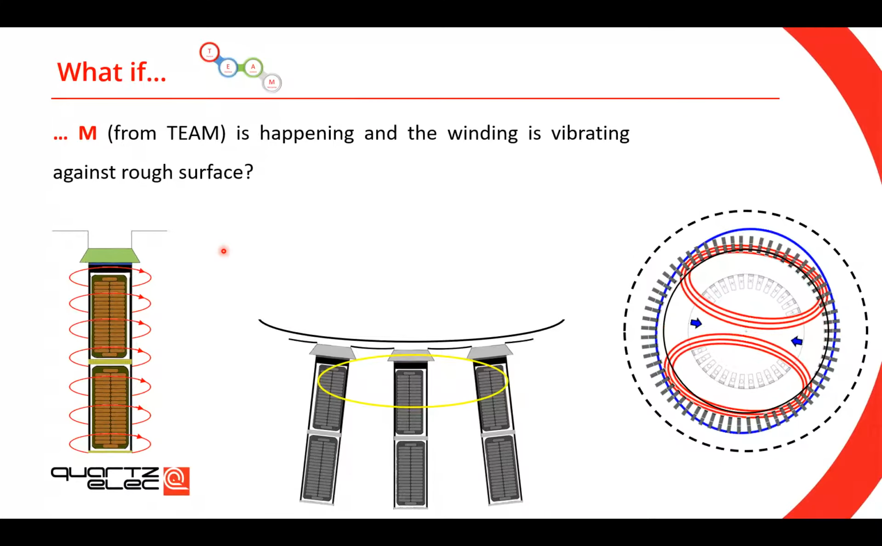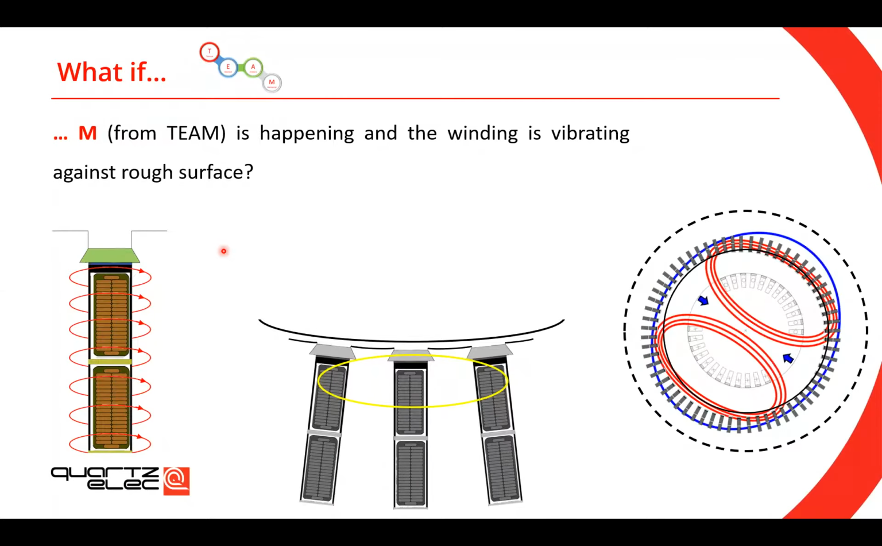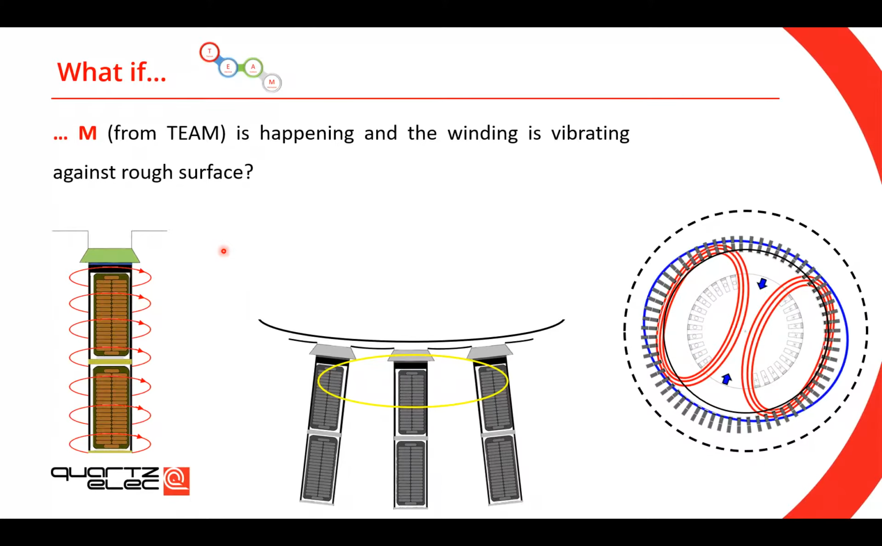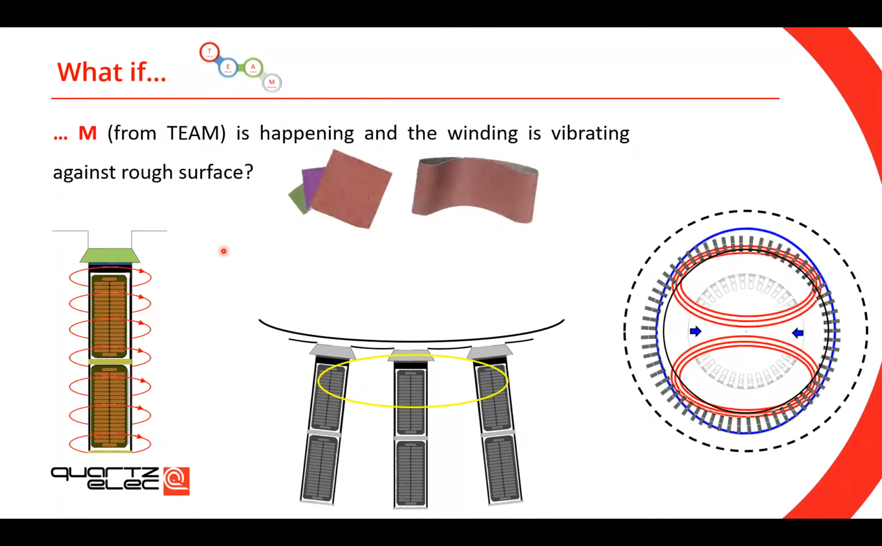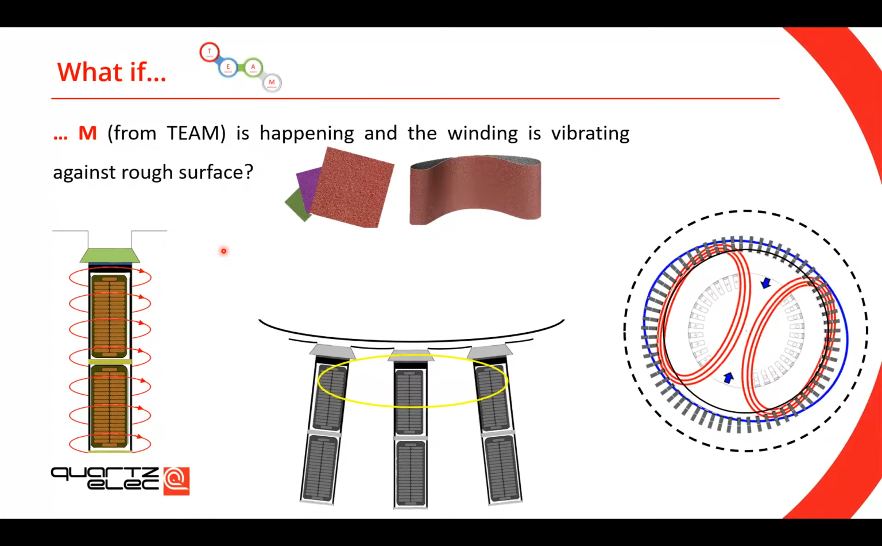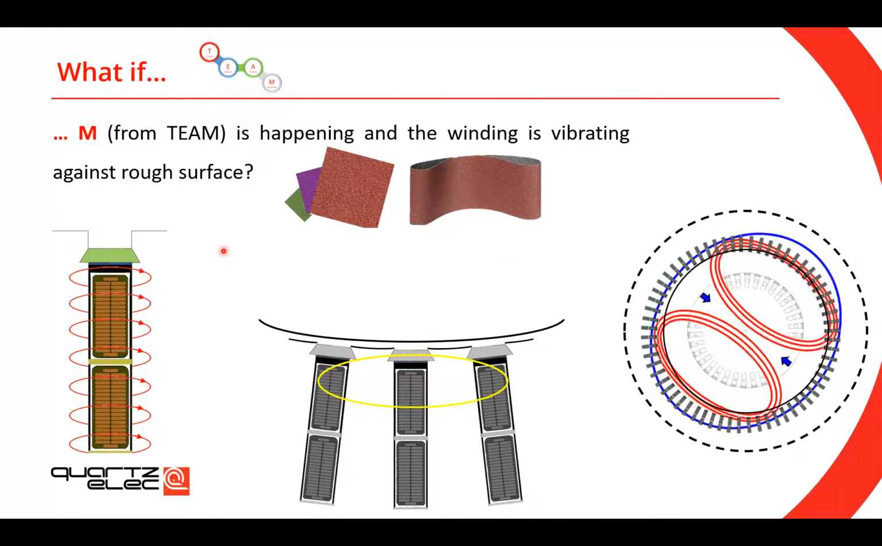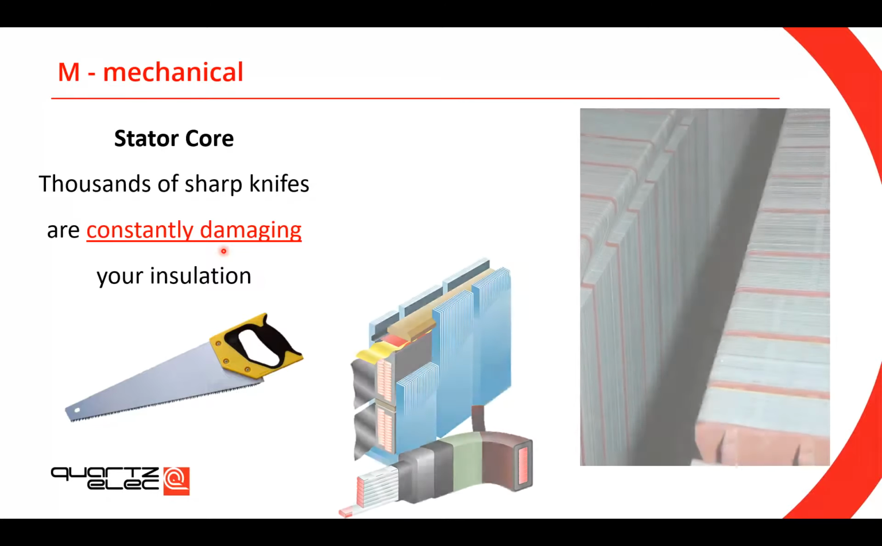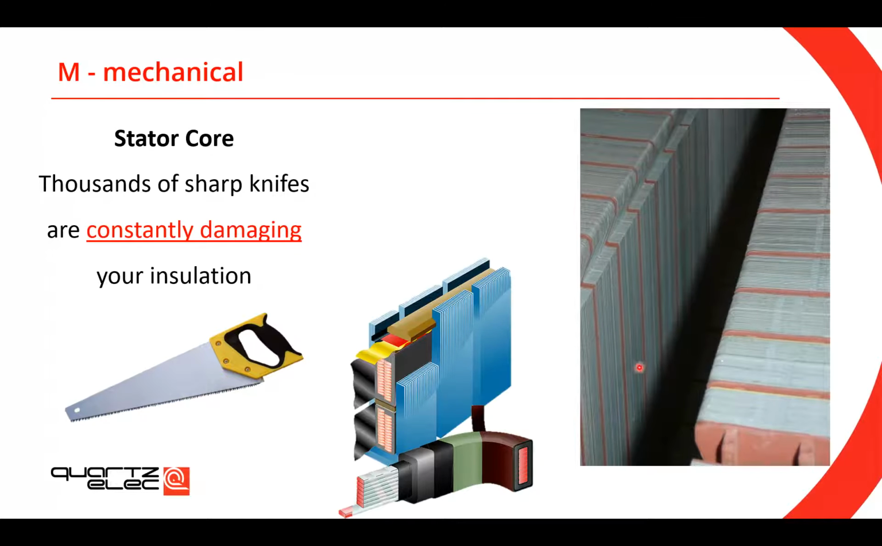All right, now, that's actually a funny one. What if I told you that the mechanical stress is happening and the winding is vibrating against a rough surface? And when I say rough, I mean something like sandpaper, as you can see in the picture. That would be a surprise, wouldn't it? Well, unfortunately, the stator core is nothing more than thousands of sharp knives that are constantly damaging your insulation. And when I say sharp knives, this is what the core is like.